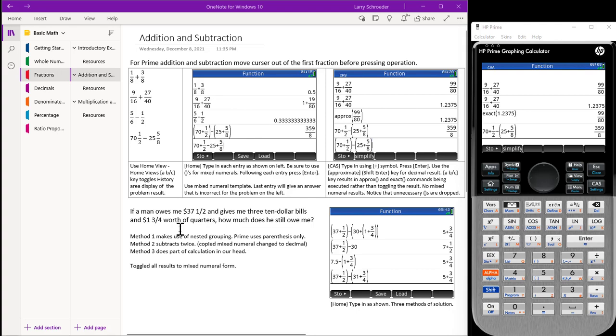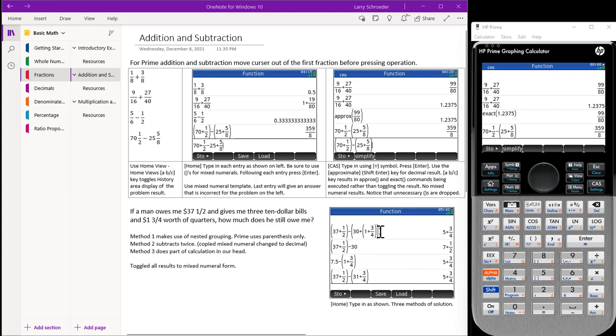Let's solve a problem. If a man owes $37.50 and gives me three $10 bills and $1.34 worth of quarters, how much does he still owe me? The easiest way to do this is to do part of the problem in our head. So to take the 37.5 and subtract from it 31 3/4, he still owes me $5 3/4.